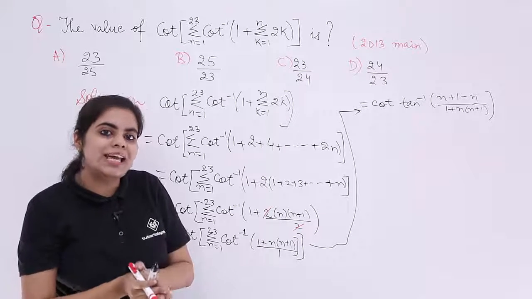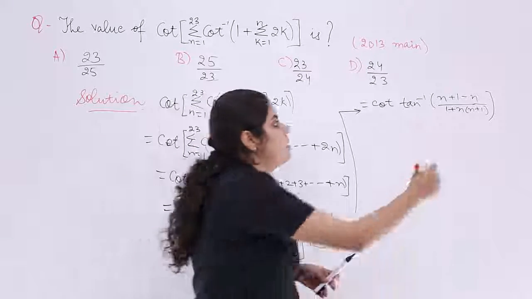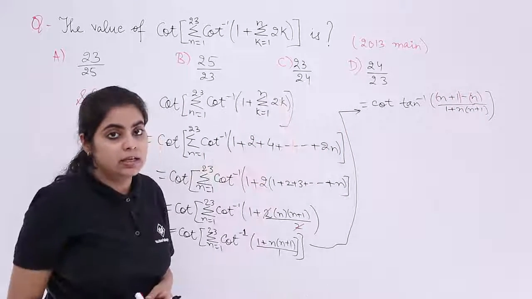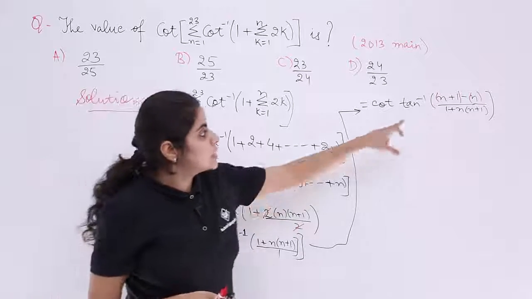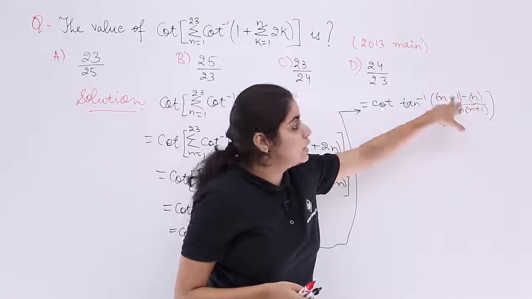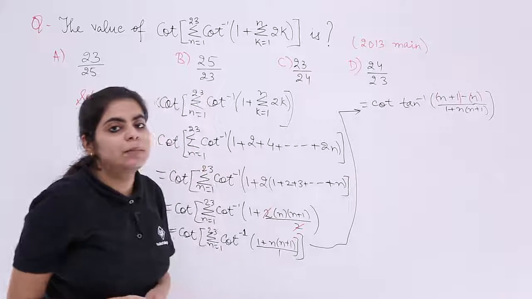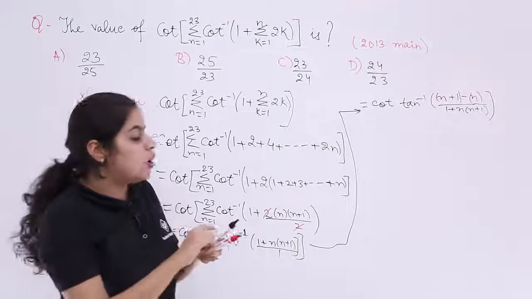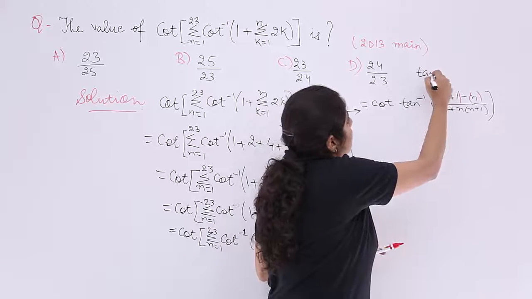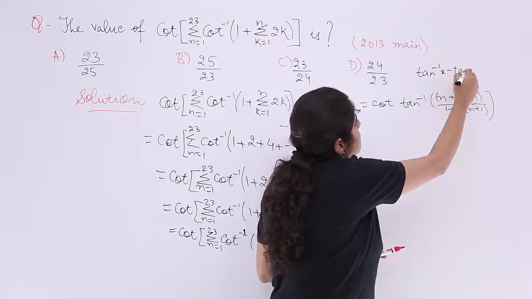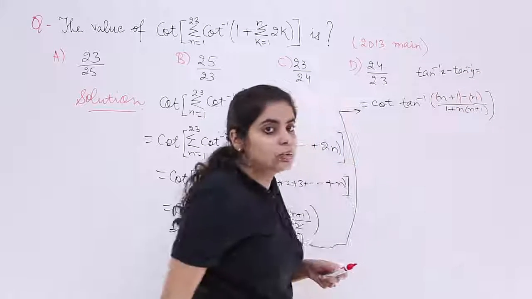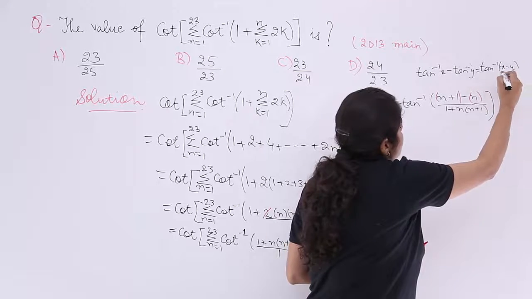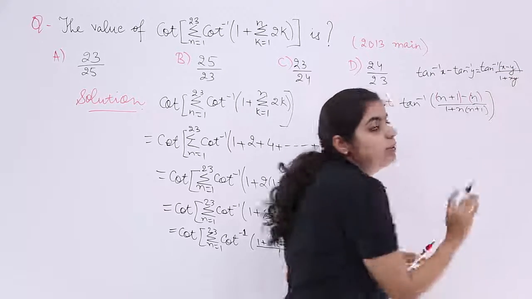Formula of tan inverse x minus tan inverse y, wherein my x is going to be n plus 1 and my y is going to be n, because tan inverse x minus tan inverse y is equal to tan inverse of x minus y upon 1 plus x into y. Let's write the formula and then we'll understand it again. I have the formula of tan inverse x minus tan inverse y is equal to tan inverse of x minus y upon 1 plus xy. We'll be using this formula.